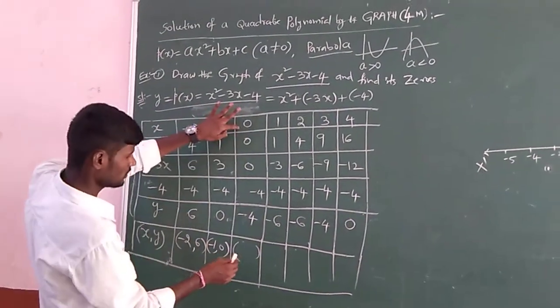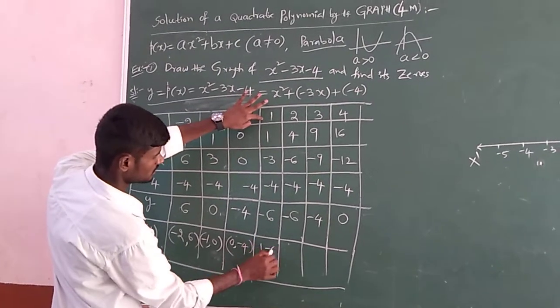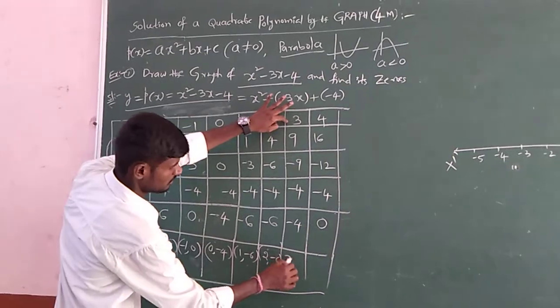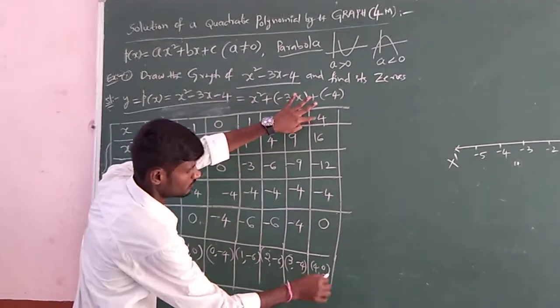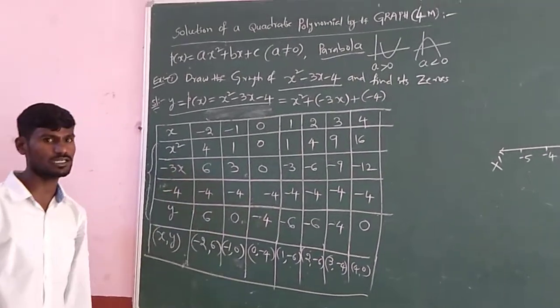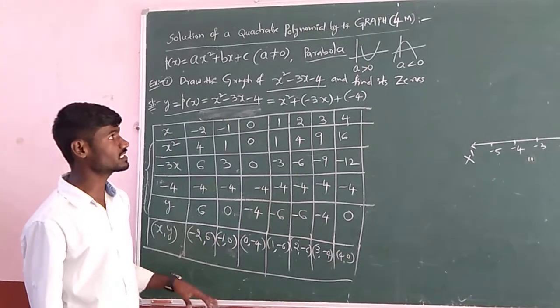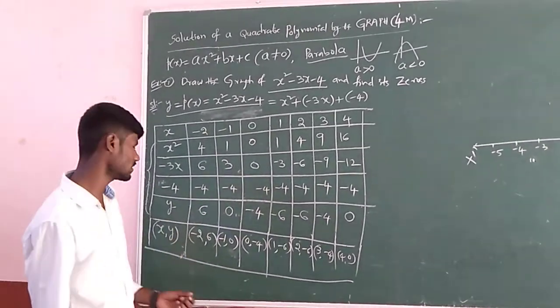Next x comma y: 0 and minus 4. Next 1, minus 6. Next 2, minus 6. Next 3, minus 4. Next 4, 0. These are all points we have to locate on the graph sheet, and if you join them, where the curve touches the x-axis, that will be nothing but our zeros.